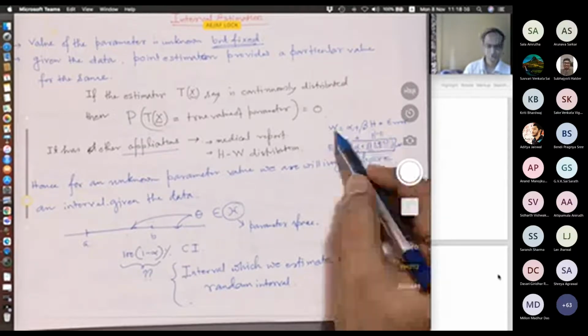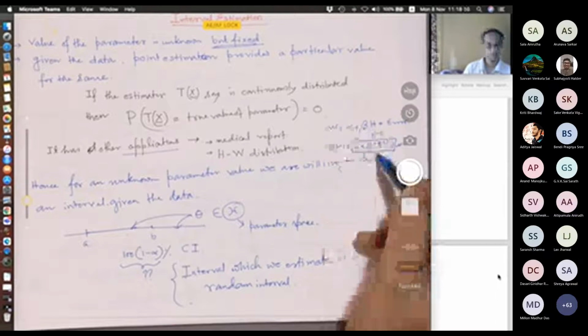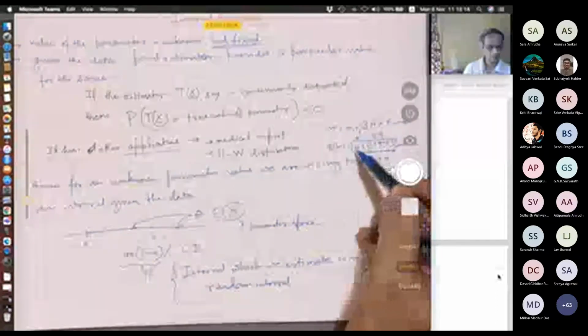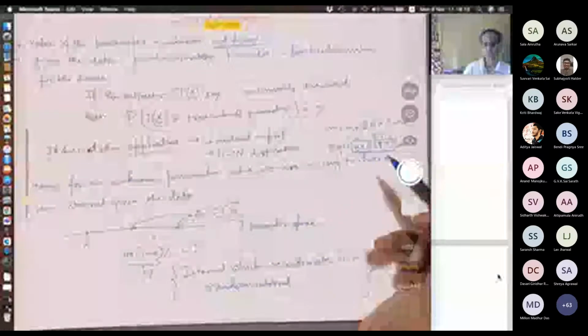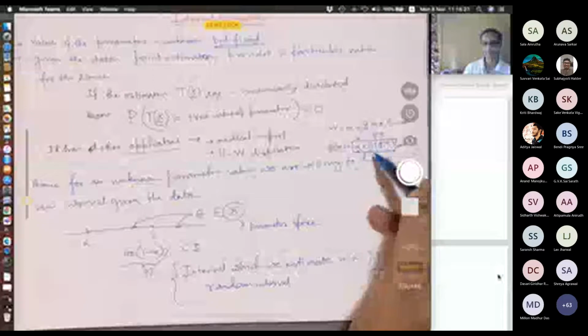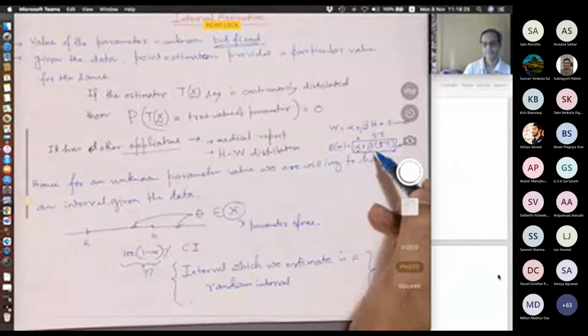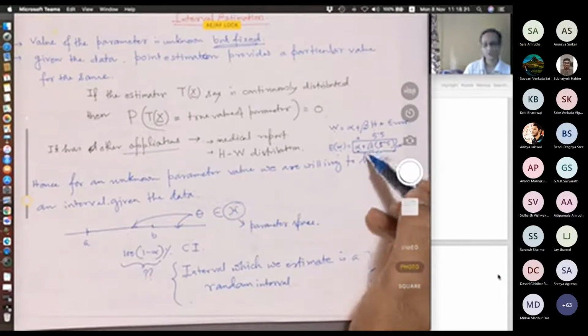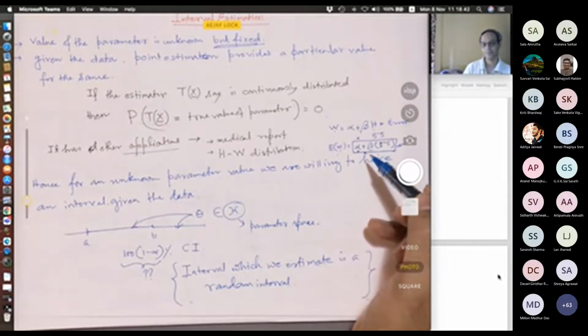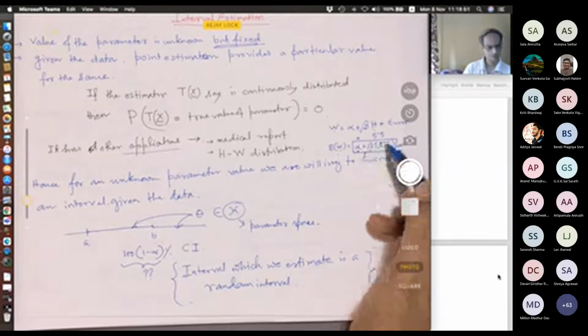No. The parameter is not weight. The parameter is the expected value of the weight, which is a parametric function. Yeah. So how is that fixed? Because alpha and beta are varying. So we are saying that the value of the parameter is unknown but fixed. Yes, of course. Then alpha and beta will also be fixed. This expectation is fixed, but the interval that you will get for this expectation is not fixed. Okay, sir.